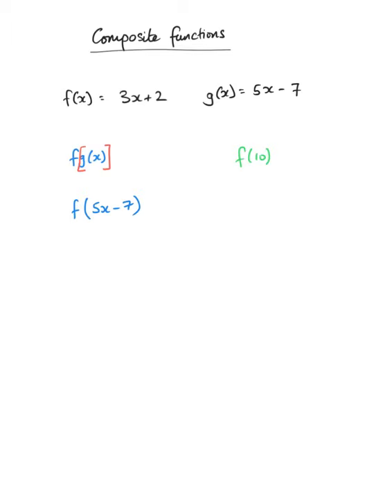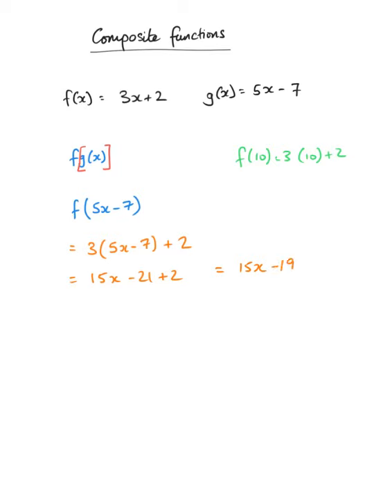Now if you remember from the introduction to functions, if I wanted to find f of 10, I would just replace x with 10. So I'm going to essentially do the same thing now. I'm going to replace x with 5x minus 7. So that'll be 3, adds an x there, so I'm going to put 5x minus 7 instead of the x, plus 2. So that's 15x minus 21 plus 2. So fg of x is 15x minus 19.